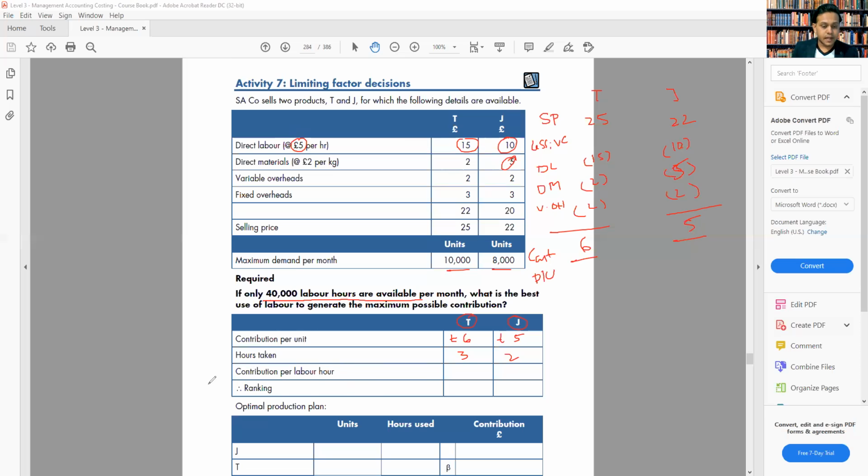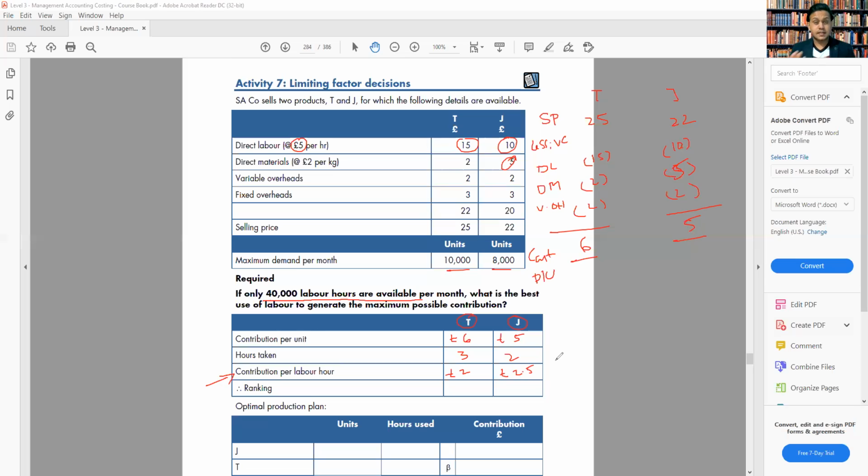Now we need to identify the contribution per labor hour. So 6 is the total for 3 hours. How much is the contribution in 1 hour? In 3 hours, if the contribution is 6, then 1 hour will be 2. 6 divided by 3 is 2. And this one will be 5 divided by 2, that will give you 2.5.